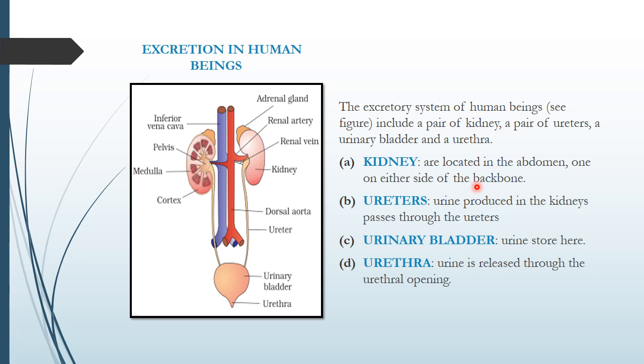And this is basically, in human beings, a bean shaped structure, and it is located in the abdominal cavity on the dorsal side.